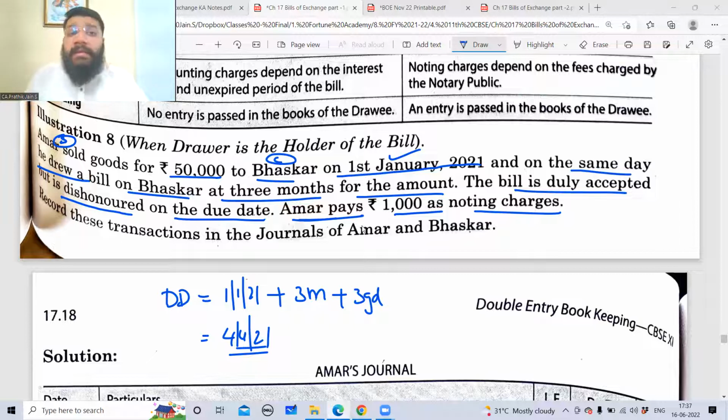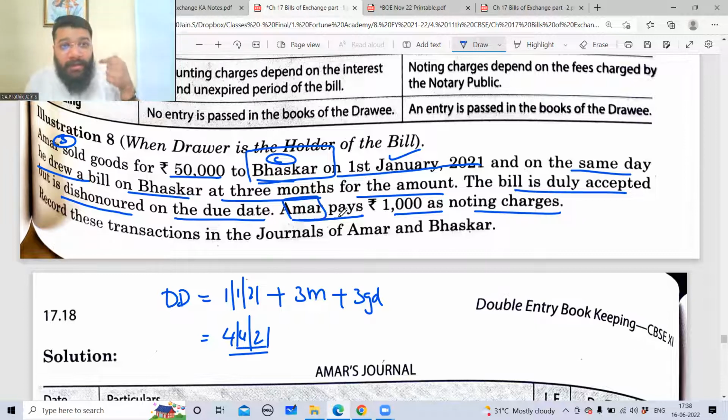Now we learned a theory that who was supposed to bear the noting charges? The person who is defaulting. Who has defaulted the payment here? Bhaskar. Bhaskar has defaulted the payment, so he has to bear it. But who is paying? Temporarily, Amar is paying. So Amar will pay now and later recover from Bhaskar. So now Amar is paying, guys. Paying what? Cash. Cash is an asset.